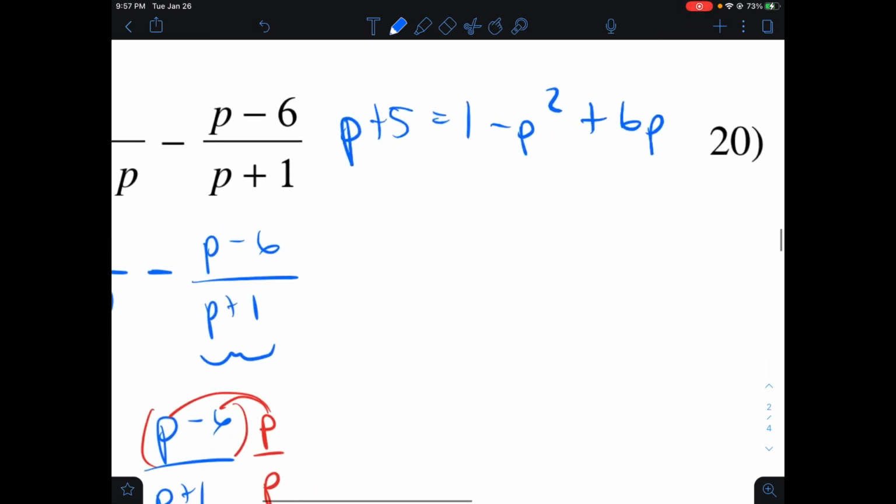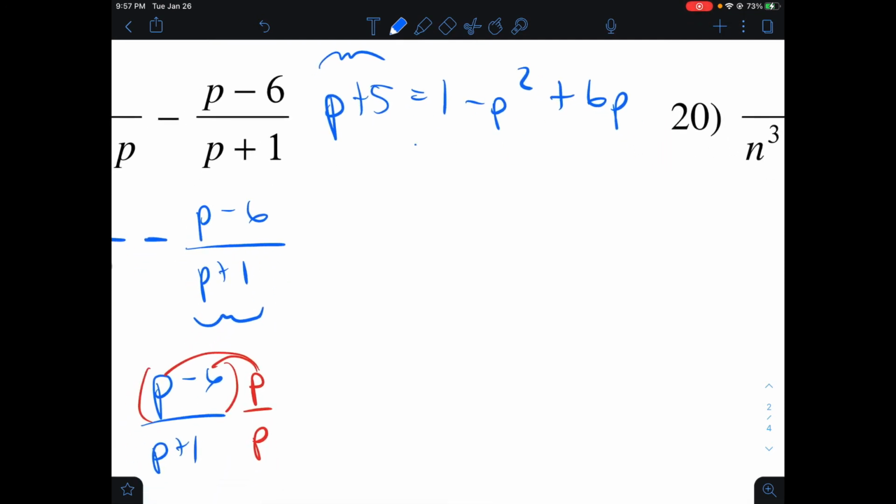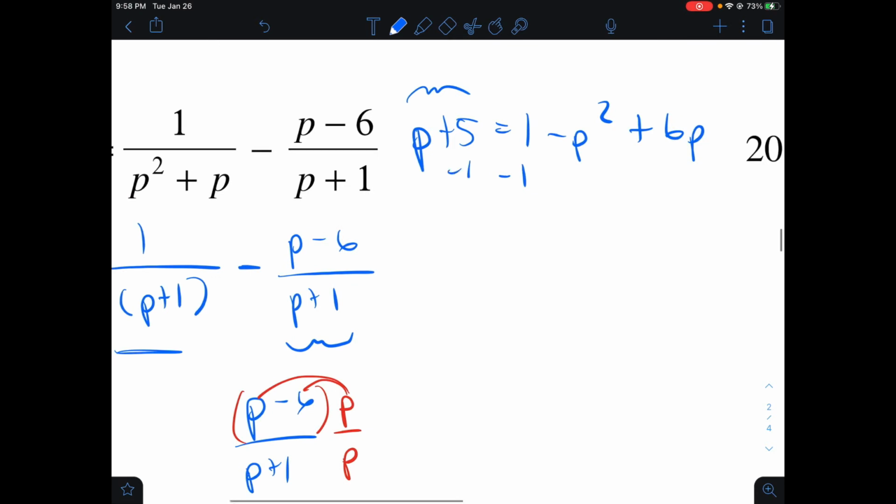So now let's go ahead. I'm going to get everything over on this side of the equation. So let's go ahead. We'll do minus 1. Minus 1, we get p plus 4 equals negative p squared plus 6p. I'm going to add p squared.